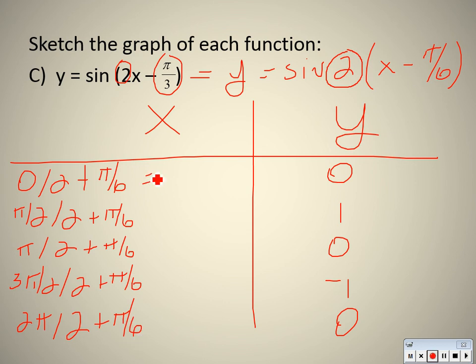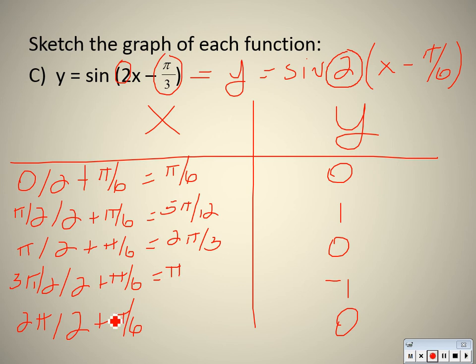So when I go to do the math here, 0 divided by 2 is 0, plus pi over 6 would be pi over 6. Pi over 2 divided by 2 is pi over 4, and pi over 4 plus pi over 6 is 5 pi over 12. Pi divided by 2 is pi over 2, plus pi over 6 would be 2 pi over 3. 3 pi over 2 divided by 2 is 3 pi over 4, and 3 pi over 4 plus pi over 6 is 11 pi over 12.